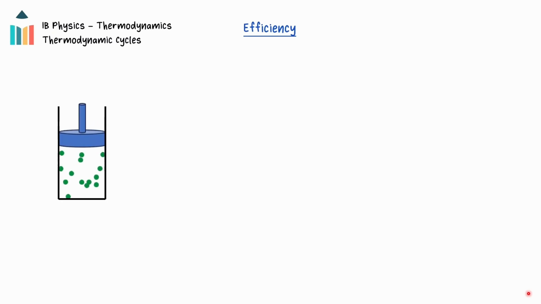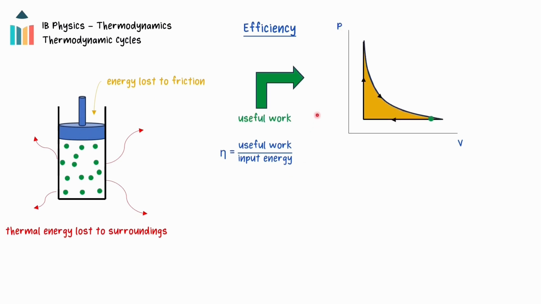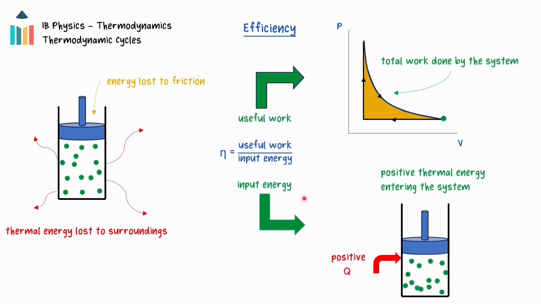In a thermodynamic cycle, not all of the thermal energy that enters a system is converted into mechanical work. Some is lost from the system to the surroundings or through friction. The efficiency of the system is the ratio of the work done by the system to that total amount of thermal energy that enters the system. The work done by the system is the area enclosed by the thermodynamic cycle on the pressure-volume graph. The input energy is the thermal energy that enters the system through the different thermodynamic processes. It is assigned a positive value.